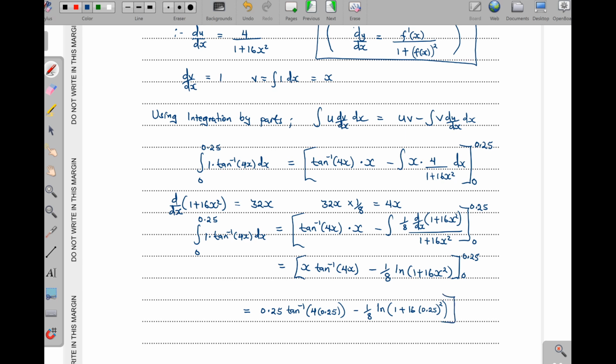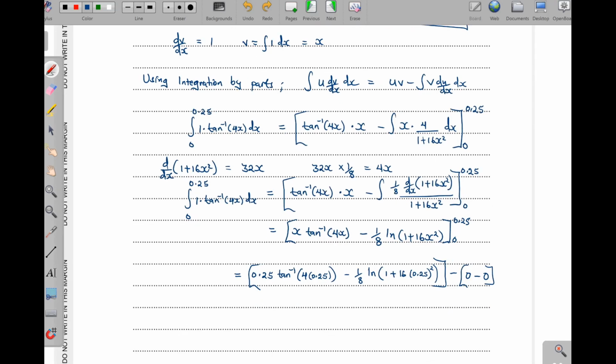Then after that, subtract. We shall have here is 0. And also minus, even this one will be a 0, because when you put this one as a 0, then natural log of 1 is also 0. You see that? Okay. So this one here is 0.25, a quarter.